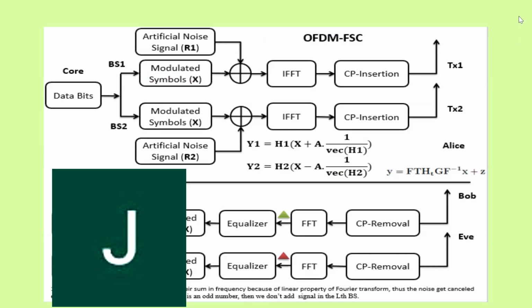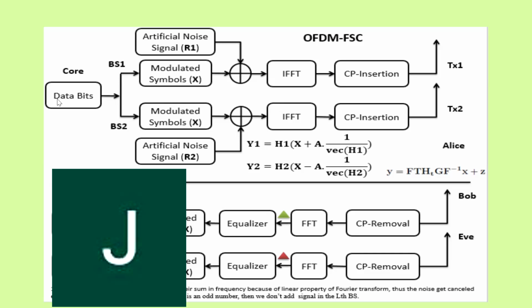This technique, for example, is called OFDM with artificial noise injection. So we assume here that we have a system with 2 antennas, and it works regardless of the number of antennas at Eve or Bob. You can add as many antennas as you want, but for simplicity, we assume we have 2 antennas at the transmitter, 1 antenna at Bob, and 1 antenna at Eve.